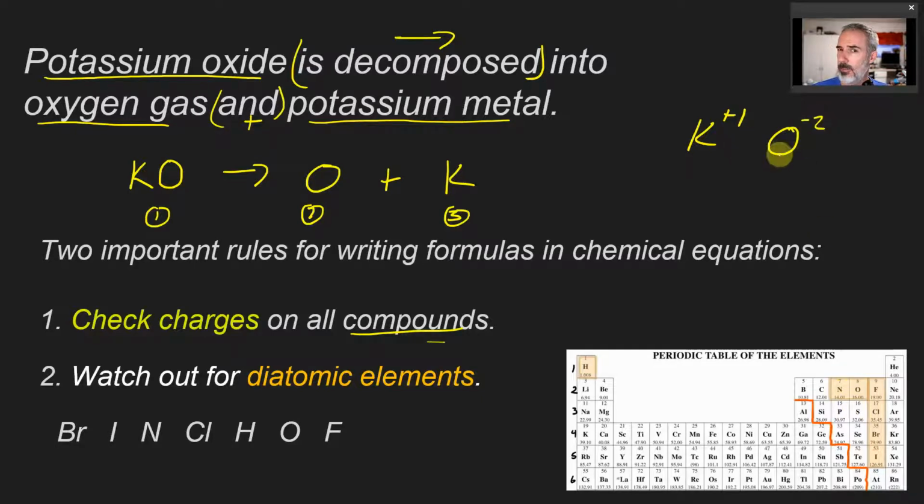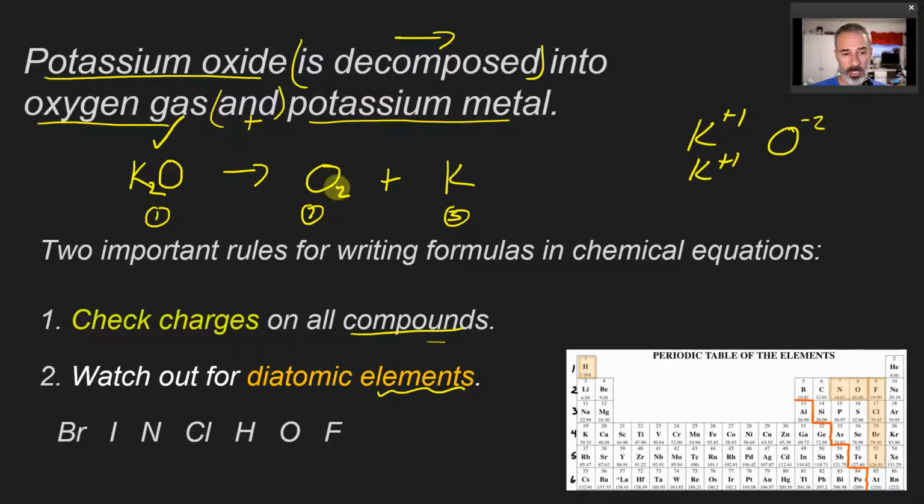Do I need more K's or O's? Definitely I need more K's. And what would be the formula in the end? Well, it would take 2 K's, so it would be K2O. Boom, I've checked charges. I like to actually put a check mark to remind myself that I did it. Now I do need to check something about these, but I don't need to check charges here because these are elements by themselves. I do need to check and see, because they're elements, are they diatomic? Is O or K, is either one of them diatomic, or are both of them diatomic elements?